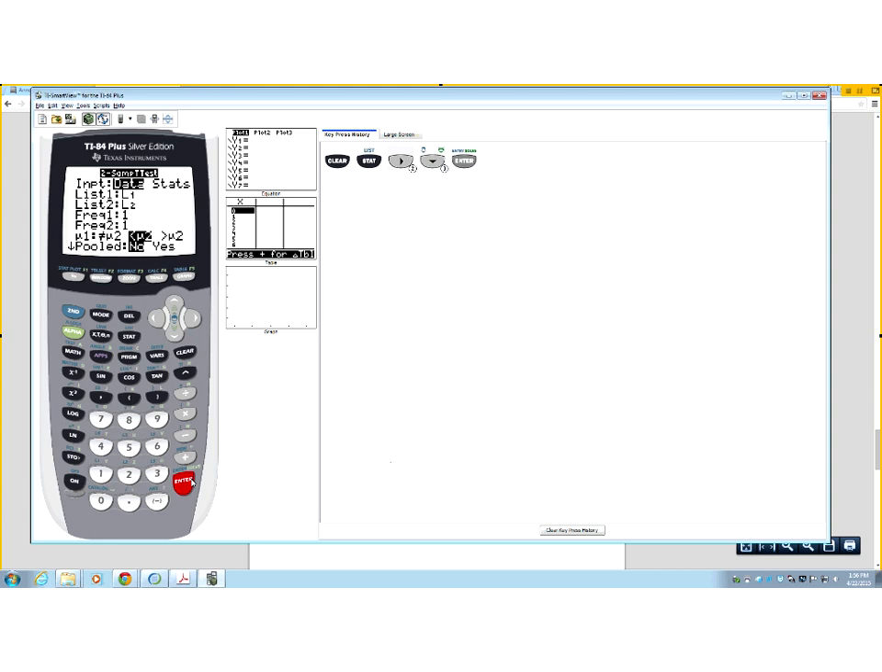So either I have data or I have stats. If I had the actual data values that represent the distances of every hit, then I would have data and I would put it in L1 and L2. But I didn't have that. I just had stats. I had my sample statistics. I had the mean and the standard deviation. So this window should look similar to the information that we already had.